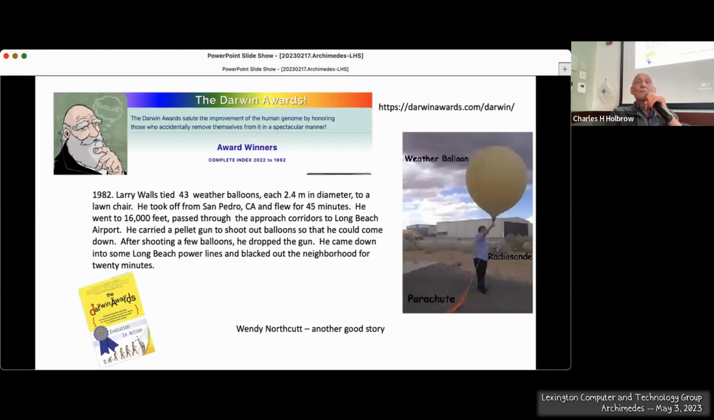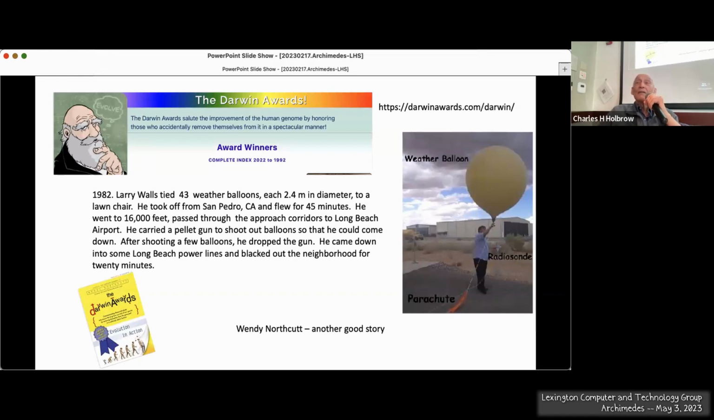So this brings me to Larry Walters, who in 1982 tied 43 weather balloons, each 2.4 meters in diameter, to a lawn chair, and he took off from San Pedro, California, and flew for 45 minutes. He went to 16,000 feet. He passed through the approach corridors to Long Beach Airport. He carried a pellet gun to shoot out balloons so that he could come down. After shooting a few balloons, he dropped the gun, so it came down rather slowly into some Long Beach power lines and blacked out the neighborhood for 20 minutes.